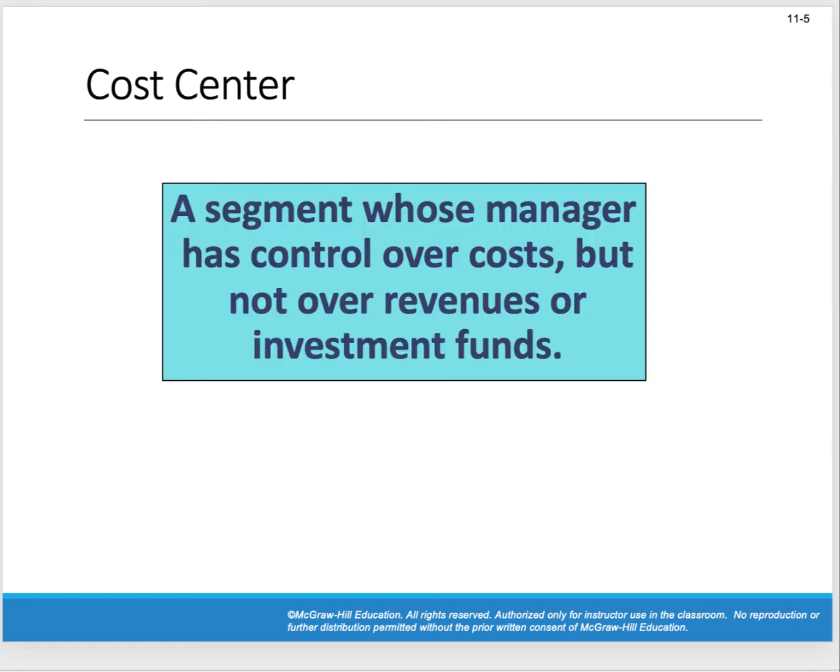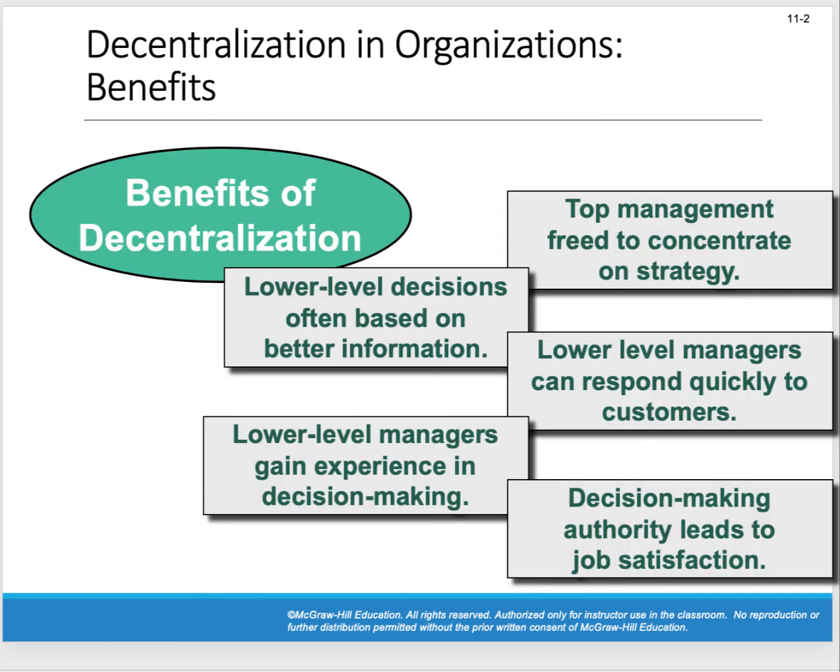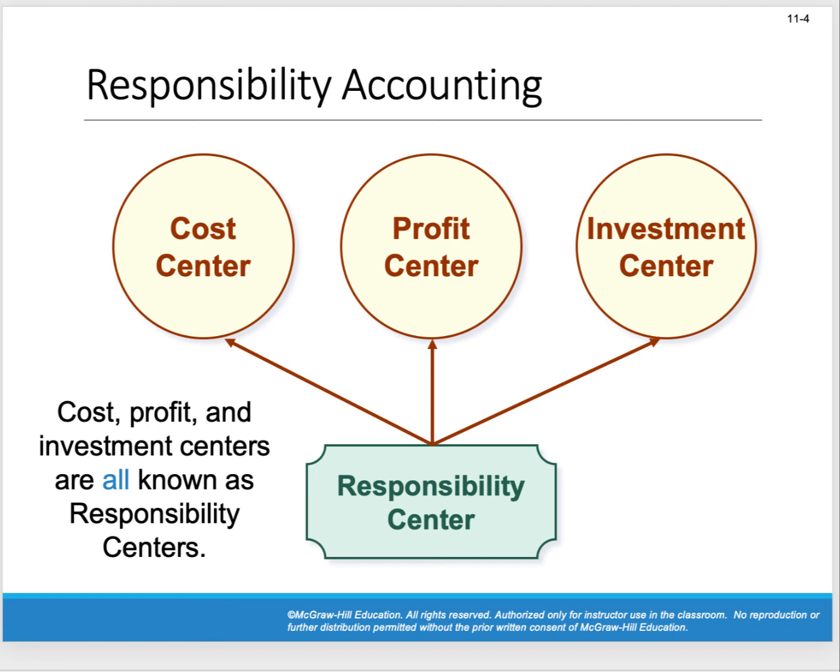So really the only big takeaway from this section of the chapter is recognizing the benefits and the disadvantages of a decentralized organization, and then recognizing that there are three different centers when we're talking about responsibility accounting, okay?